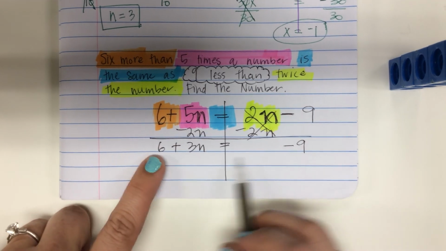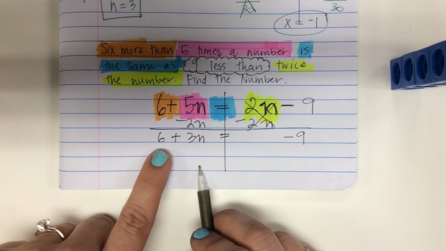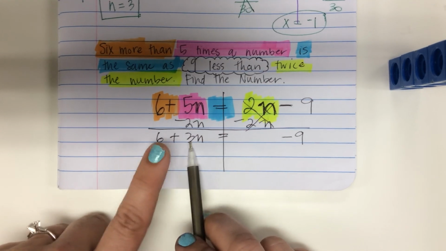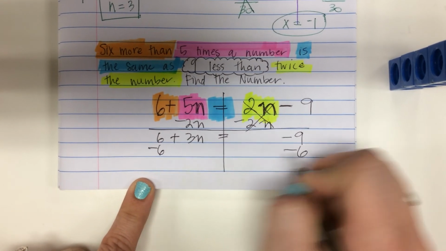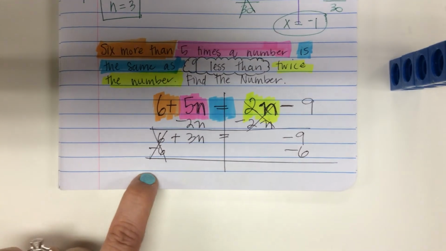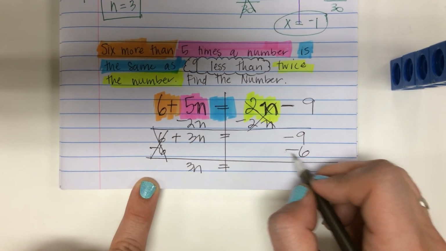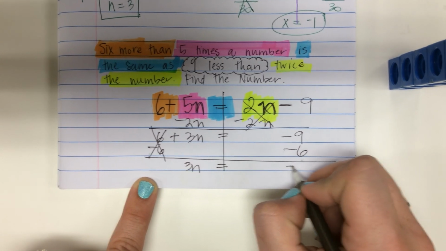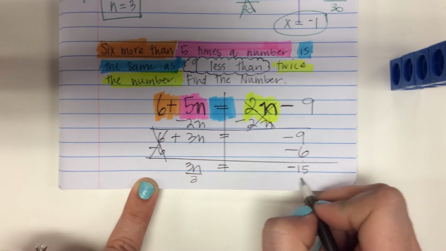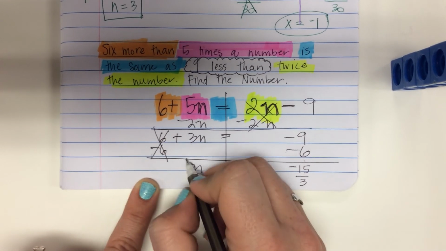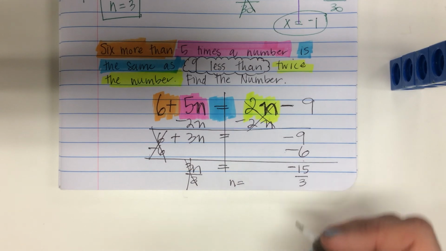Okay. Which one do I move now? The 6 or the 3? 6 minus 6. 3n equals, what's negative 9 minus 6? Negative 15. One more step. Divide by 3. Negative 15 divided by 3 is negative 5.